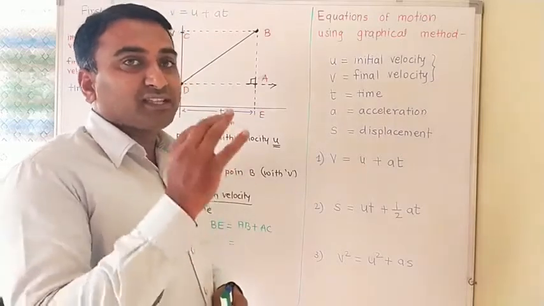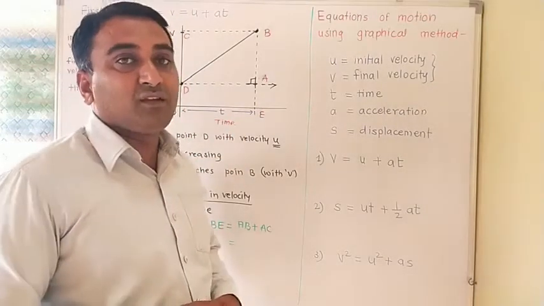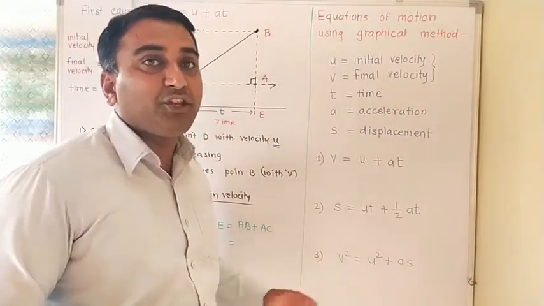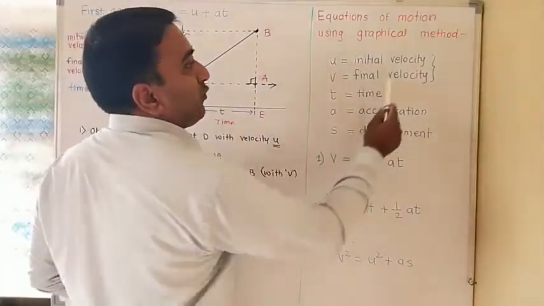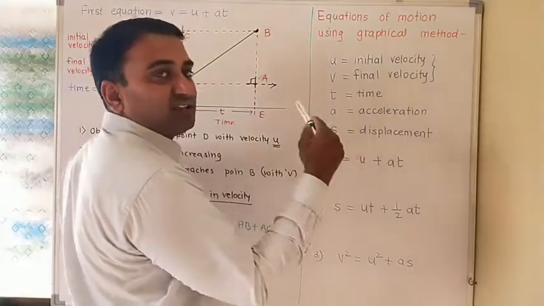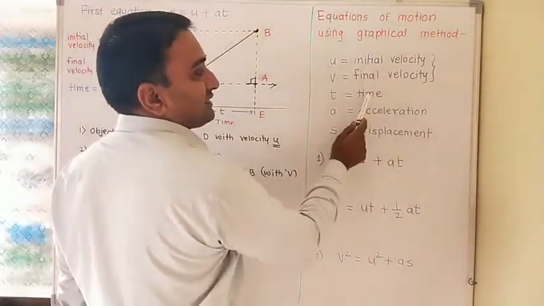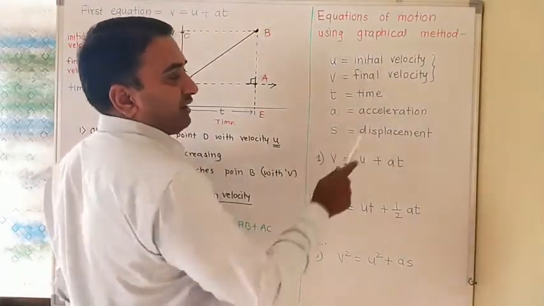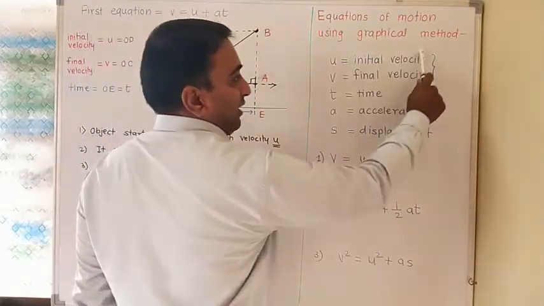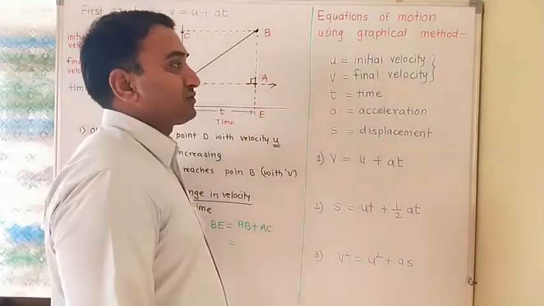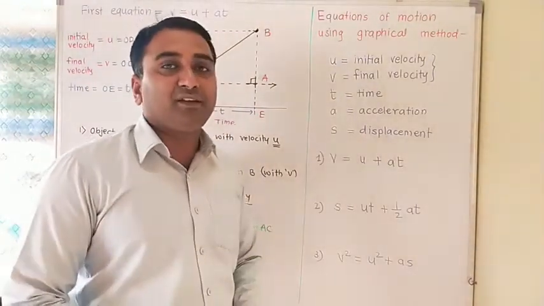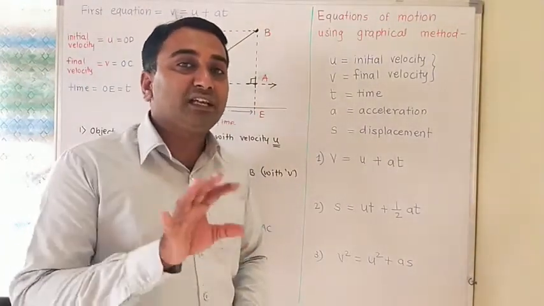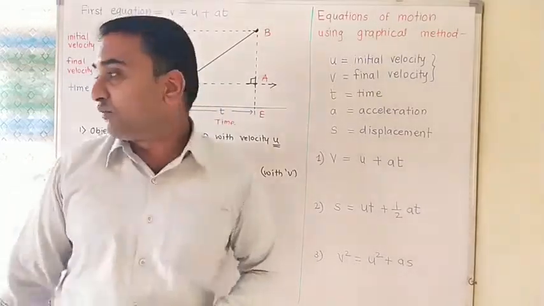Then Newton gave three equations. These equations were given by Newton. He discussed the relations between velocity, both initial and final velocity, then time, acceleration and displacement. With the help of these four entities, which are velocity, time, acceleration and displacement, Newton has stated three laws which are related to motion.